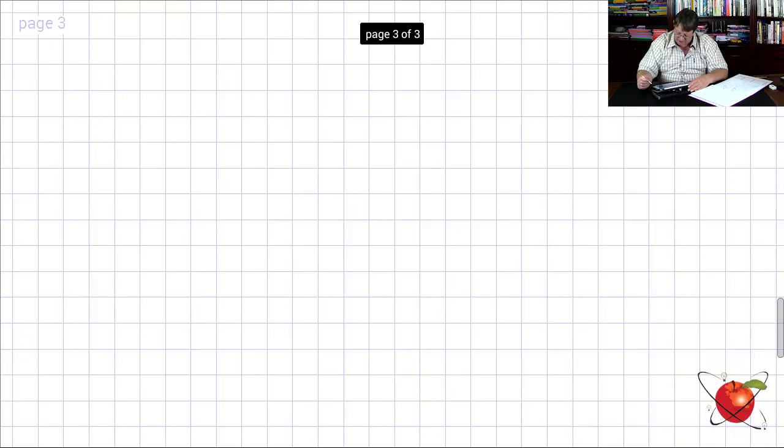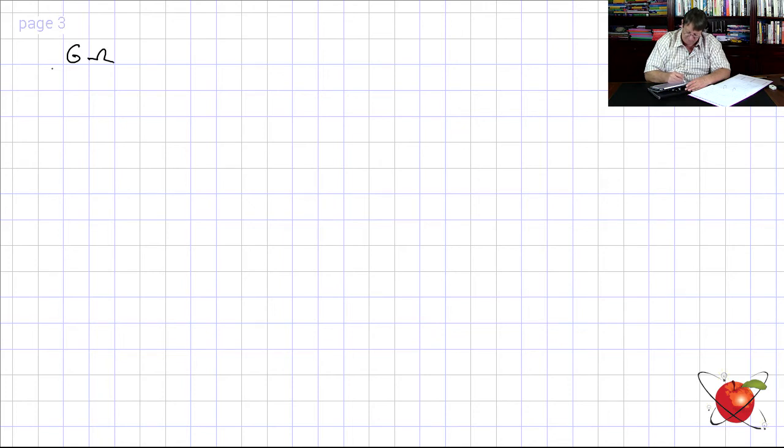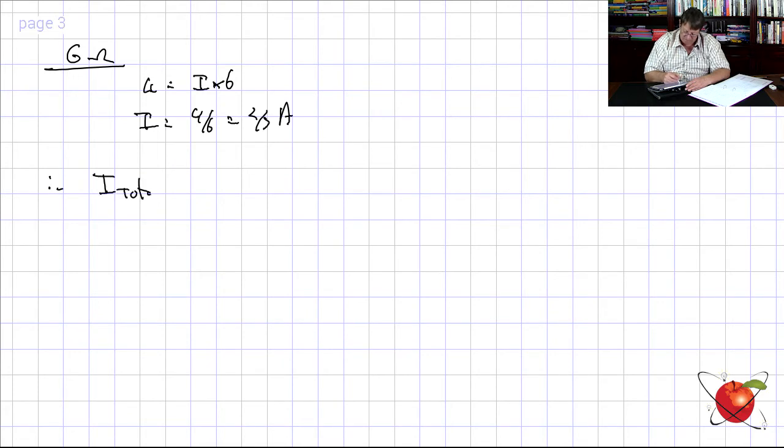Right, let me just get another page. The next one, the 6 ohm component, you say 4 is equal to I times 6. Therefore I is going to be equal to 4 over 6, which is 2/3 of an amp. Therefore I total, remember your current must add up again, is going to be equal to 6 over 3, which is equal to 2 amps.